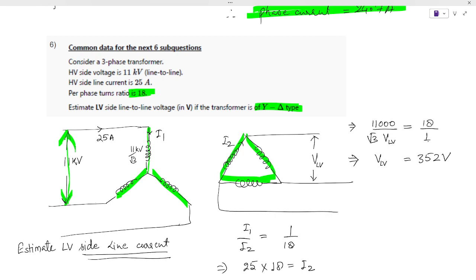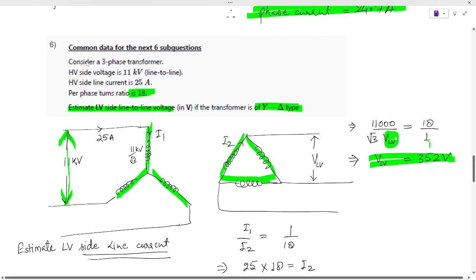What will be the turns ratio? That is 1000 divided by root 3 VL. So this way you will be able to find out the low voltage side, estimate the low voltage side line to line voltage. Through the turns ratio, voltages are related directly to the turns ratio. Turns ratio is the ratio of phase voltages. So 11 kV by root 3, that is the phase voltage in the star, divided by the low voltage side voltage is related at 18:1. So low voltage side voltage is 352 volts.